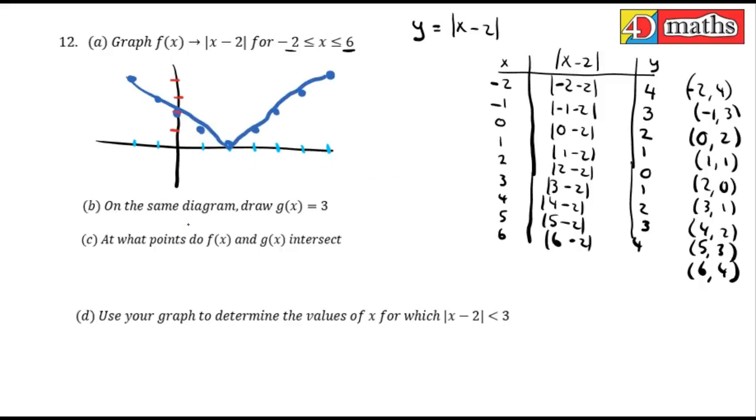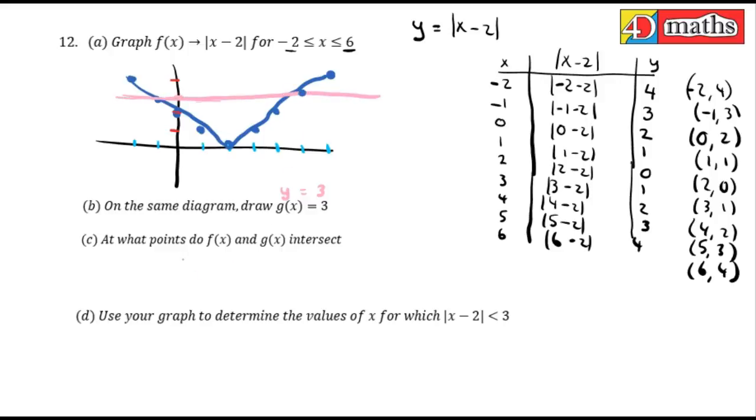Now on the same diagram, draw y equals 3. So what's y equal to 3? Well, there's 1, 2, 3. There's y equals 3. So this is what it looks like, straight across from here. Straight across from there. That's what it should look like.